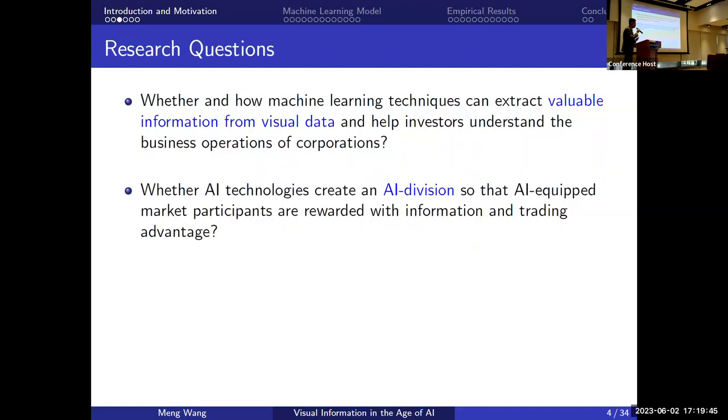So in short, we have two research questions in this paper. The first question is whether and how we can use machine learning techniques to extract valuable information from visual data and help investors understand the business operations of corporations. And then the second question is whether AI technologies have created an AI divide, so that AI participants are rewarded with informational advantage because they can better use those types of data.